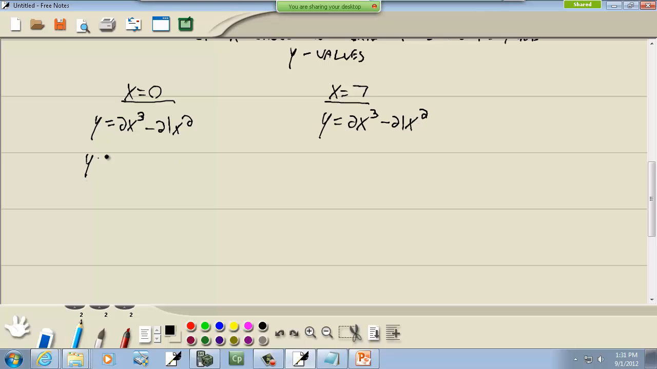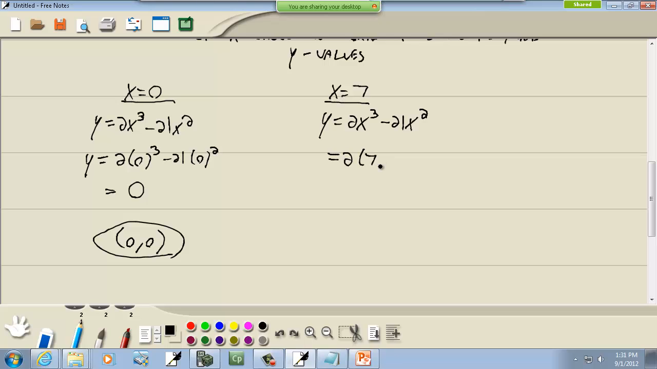So over here, I'll plug 0 in for the x. So I got 2 times 0 to the third minus 21 times 0 squared. 0 to the third is 0, times 2 is 0, 0 squared is 0, times 21 is 0, so 0 minus 0 gives us 0. So our first point is 0, 0. Our second one, we'll plug in a 7.